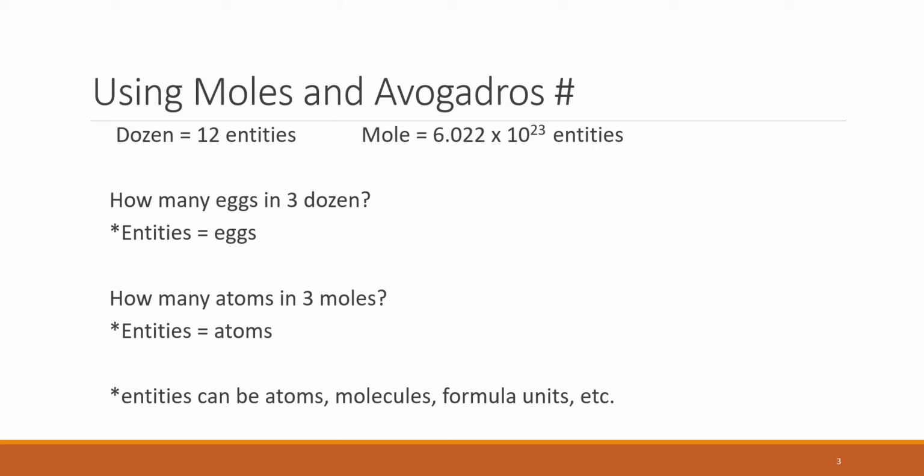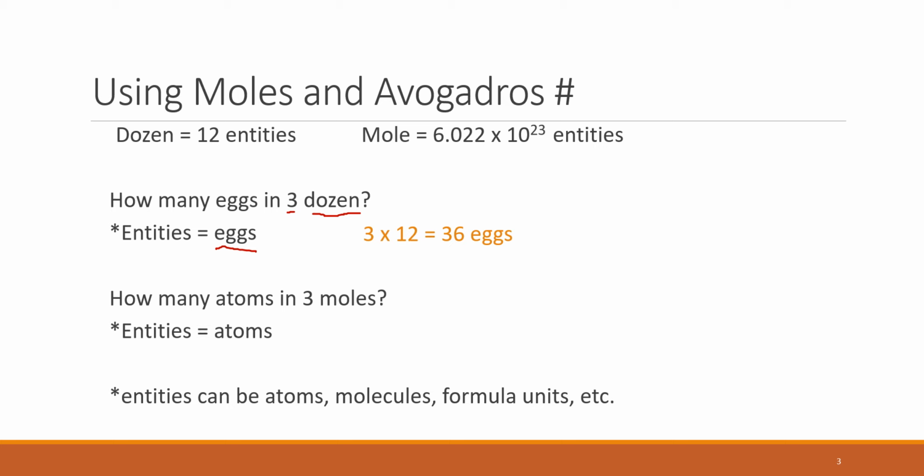So let's start by looking at the first example. The first example asks, how many eggs are in 3 dozen? The term entities in the definition of a dozen is going to be eggs in this case. So how would you solve it? Well, you take the number 3 and you multiply it by what the word dozen stands for, and it stands for 12. So 3 times 12, you get 36 eggs.